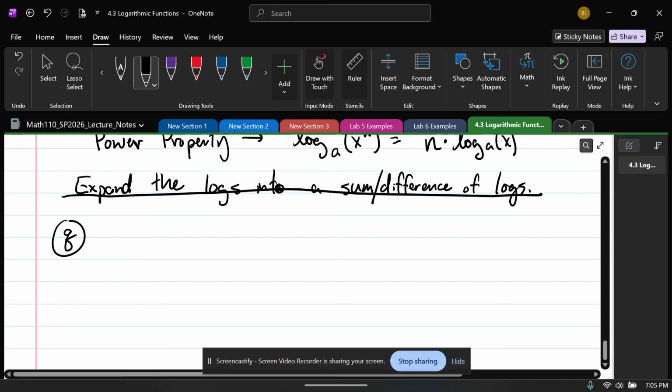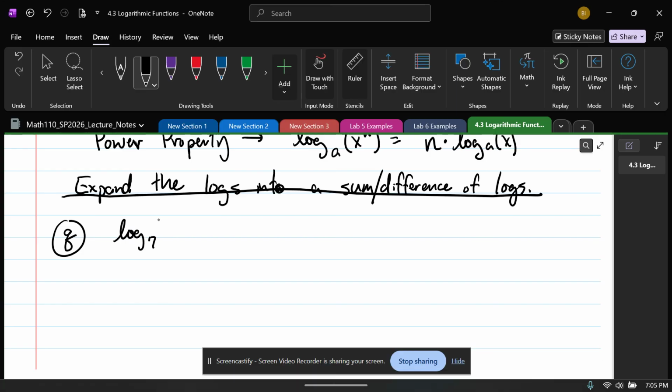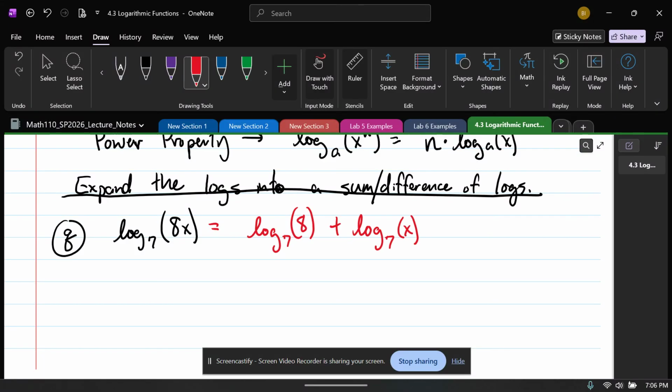Here's our first one. Real easy one. Log base 7 of 8x. So what's going on inside of that logarithm? Multiplication between an 8 and an x. So we're going to split that up into log base 7 of 8 plus log base 7 of x. That easy. Okay.